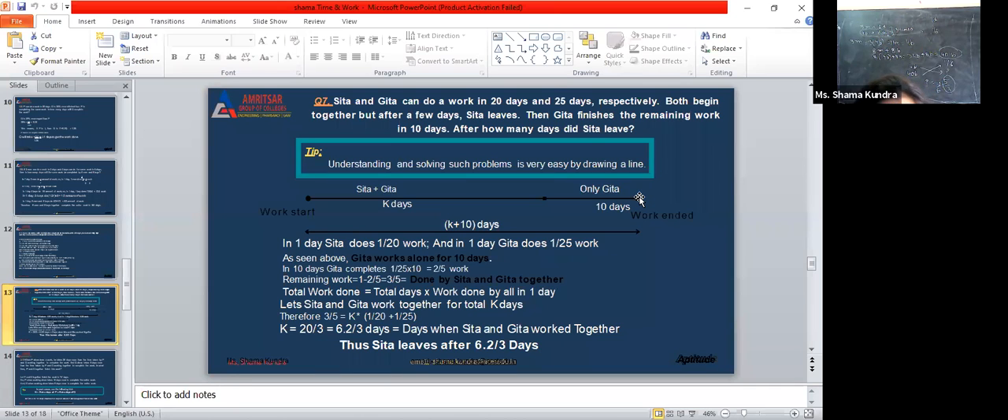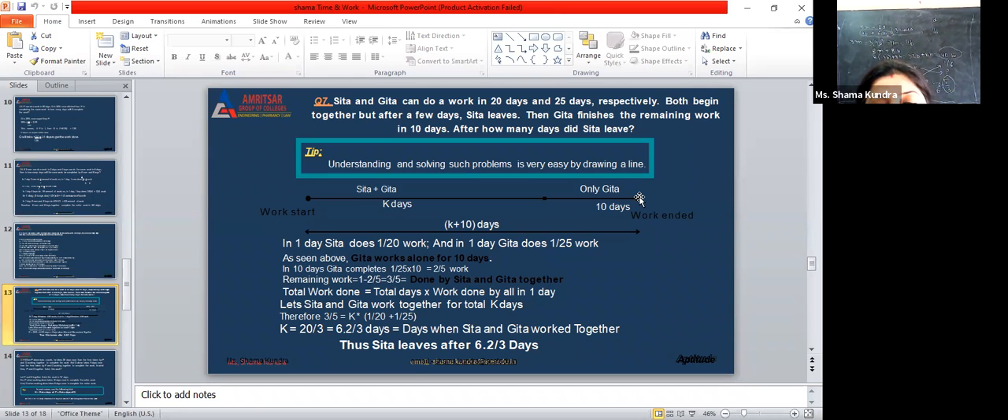Why 3 by 5? Because total work we know is always 1, out of which 2 by 5 is completed. So what remains? 3 by 5 remains. So 3 by 5 amount of work is done by Sita and Geeta together. Now let us see how Sita and Geeta complete 3 by 5 amount of work. Sita and Geeta start working together. So in 1 day, how much do Sita and Geeta complete?